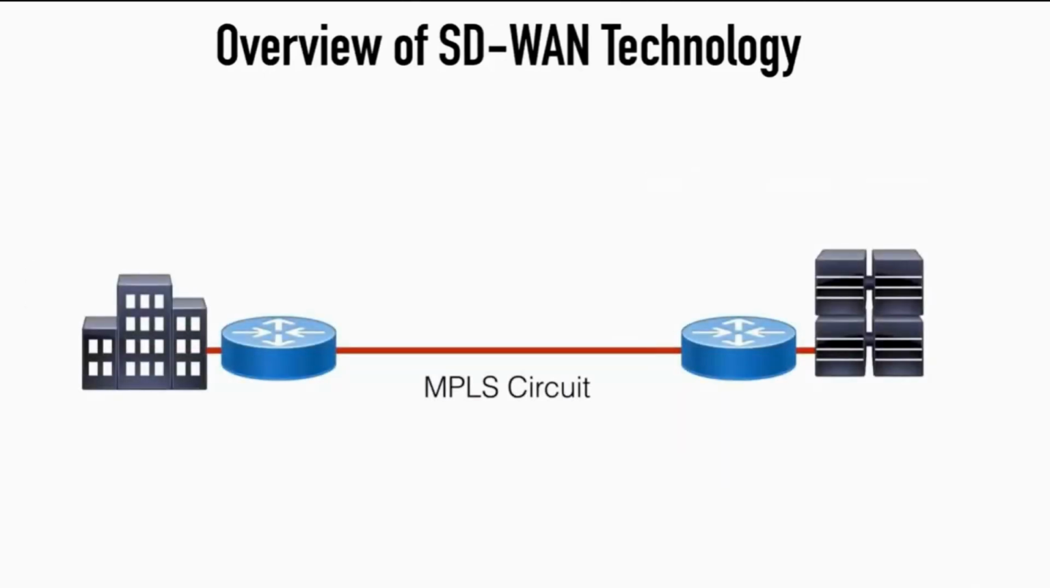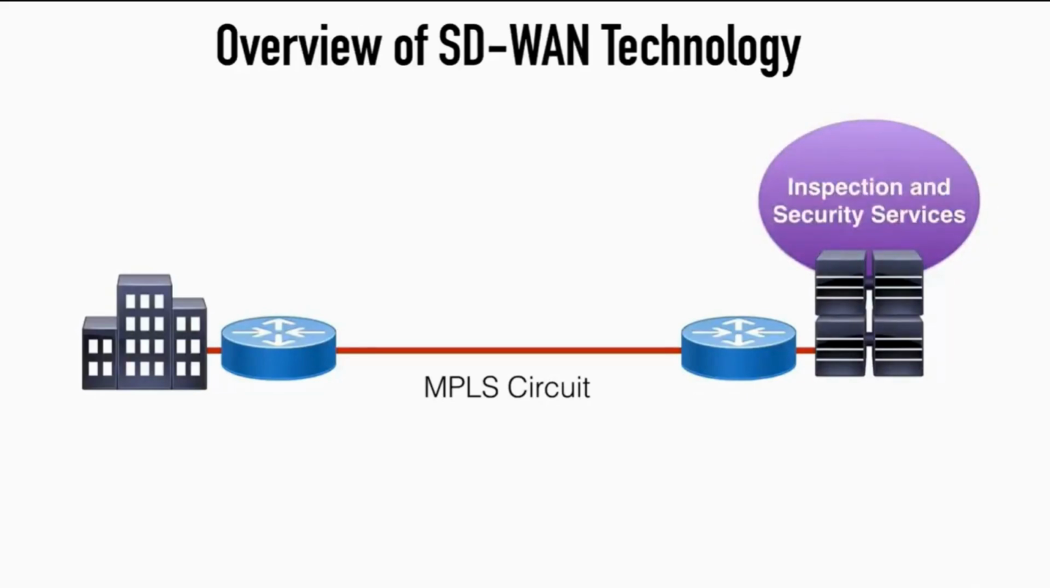Instead, we want to look here at what SD-WAN allows us to do. If we take a look at a very simplified topology, we can see that we have a branch location connected over an MPLS circuit, which is a traditional WAN connection method, that's connected back to a data center. At the data center, we have some advanced security and inspection happening.